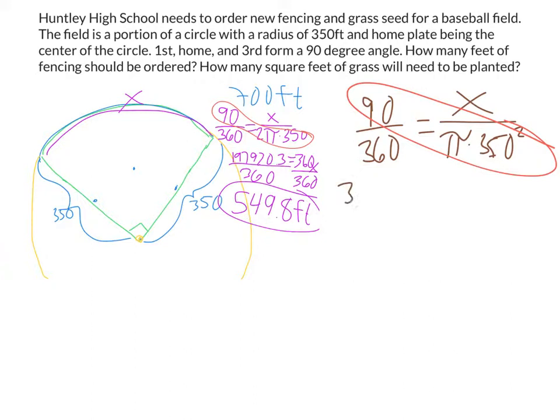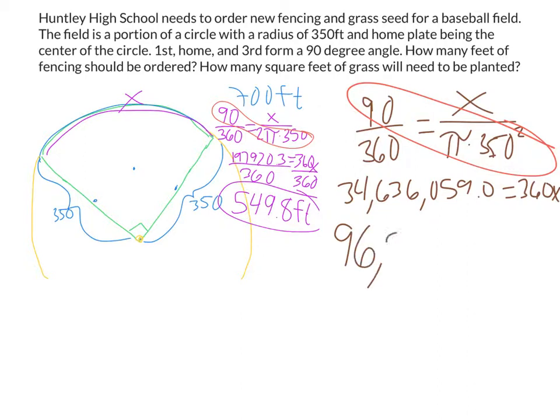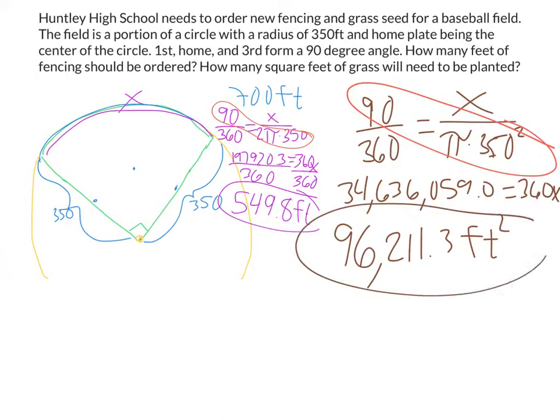So 34, comma 636,659.0058, so we'll say 0.0 equals 360x. All right, I'm going to divide that by 360 now, and I will get 96,211.3, so 0.27.3 feet squared. That's how much we're going to need to account for seed.